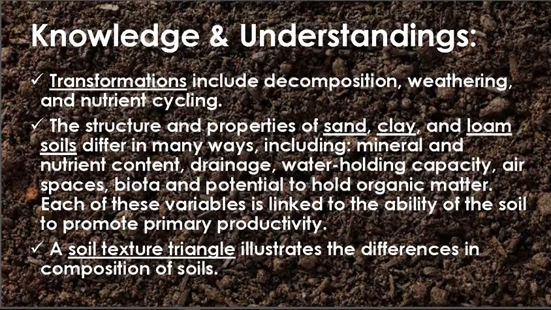The structure and properties of sand, clay, and loam soil differ in many ways, including mineral and nutrient contents, drainage, water holding capacity of the soil, air spaces, biota, and potential to hold organic matter. Each of these variables is linked to the ability of soil to promote primary productivity. A soil texture triangle illustrates the differences in composition of soils.